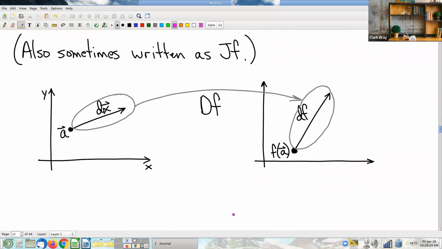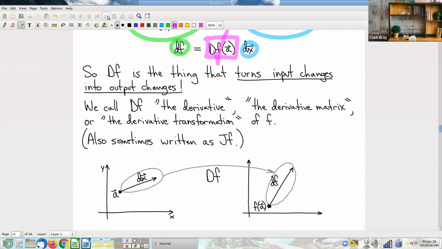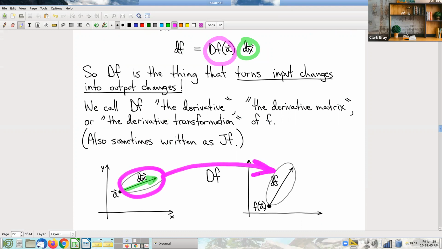Okay, here's a picture then. So this is a representation of what the DF matrix does. DF takes input changes dx, and through the action of the DF matrix turns that into the differential output change df. So it turns input changes into output changes.